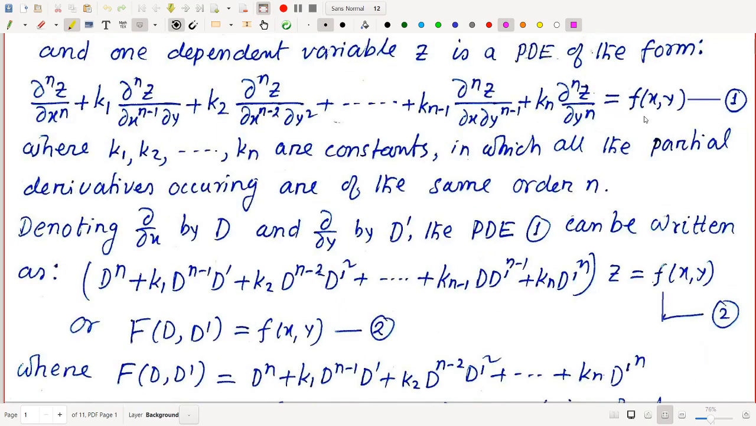And the right side f of x, y is a function of x and y. Denoting ∂/∂x, that is partial derivative with respect to x, operator by capital D, and ∂/∂y, that is partial derivative with respect to y, operator by capital D dash. In PDE, this is the usual practice.